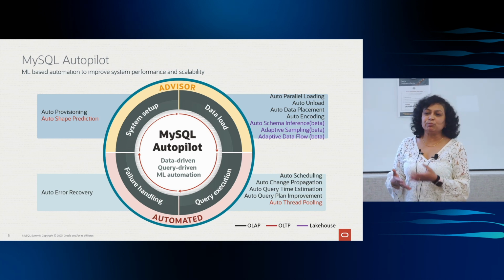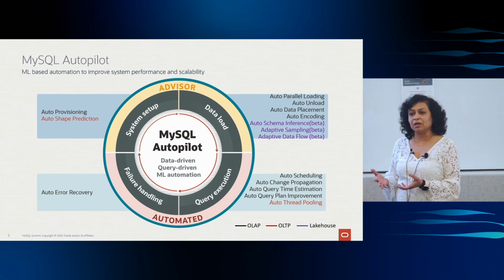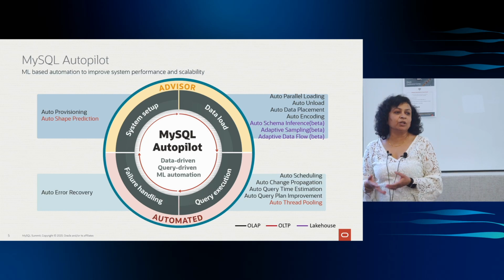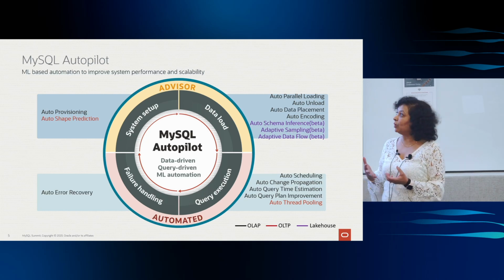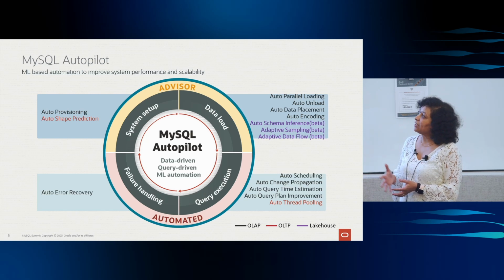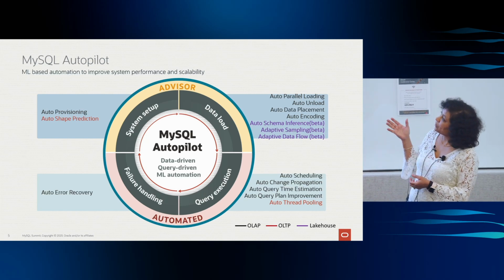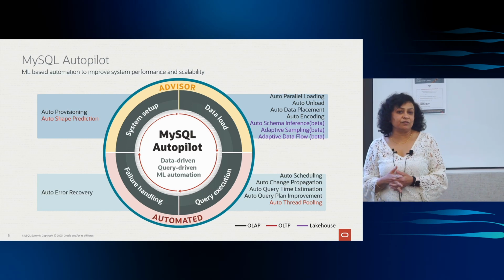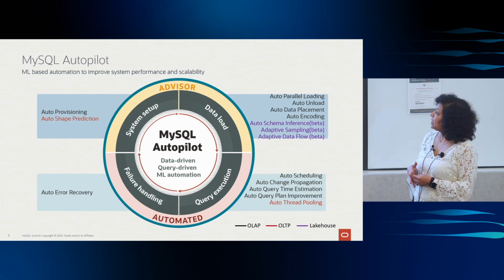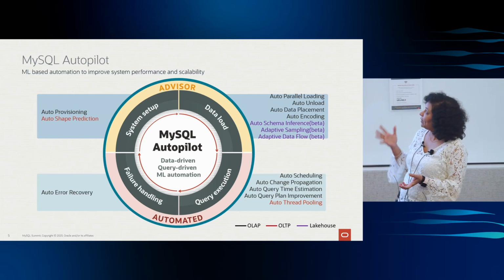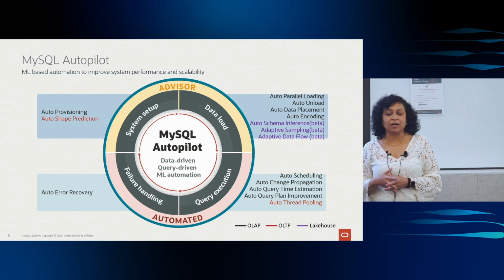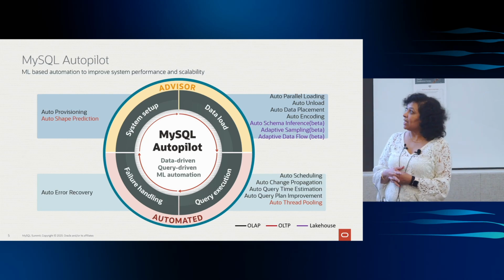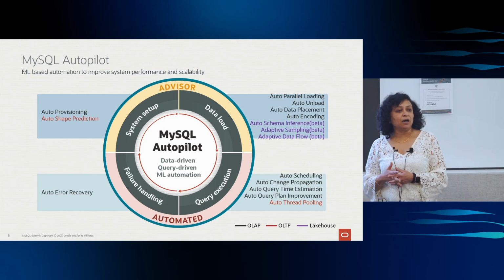Once the data is loaded, we move on to query execution. So how can we, again, improve that with automation? And finally, in case of failure handling, what can we do to have your system come back up automatically? So in each of these categories, we have a few features. The features highlighted in red here, the shape prediction and the thread pooling, are features we have specifically for the OLTP. The features in purple, I guess, are the features specifically for our Lakehouse applications, and most of the others are for OLAP.